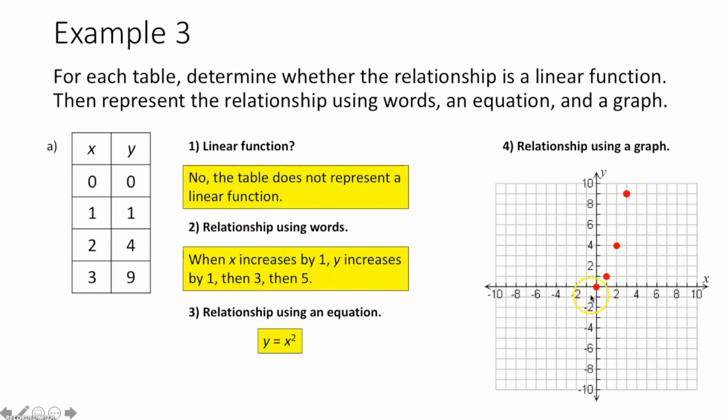You can see that, yes, this is a function because it passes the vertical line test. There's no x values that repeat, and it's non-linear, right? It looks like it's curving upward. It has an exponential curve. You can also see that our y-intercept is 0, and that's why we have nothing added or subtracted to the end of this equation.